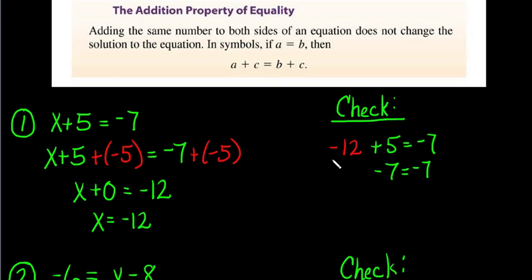And over here, I just showed you that these are easy to check. You should spend a little bit of time checking to make sure you got it correct. If I put what I found, x equals negative 12, back into my equation for x and work it out, you'll see that it equals negative 7. So I got it correct.